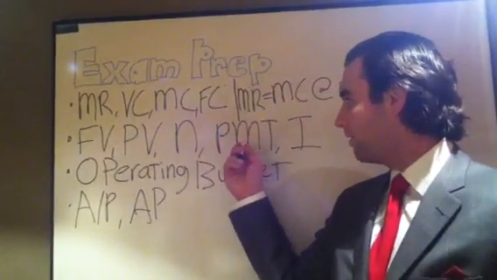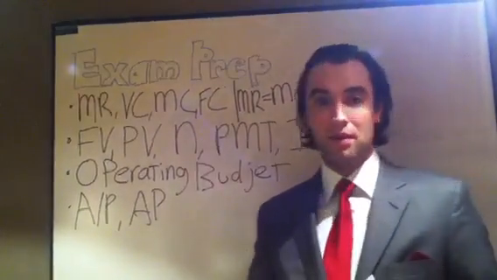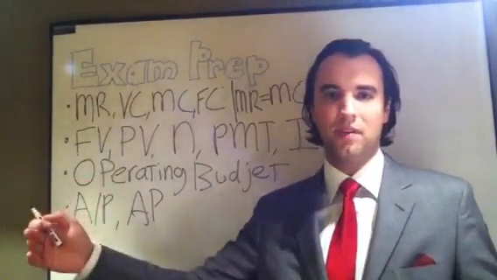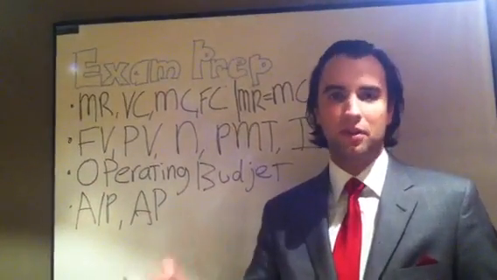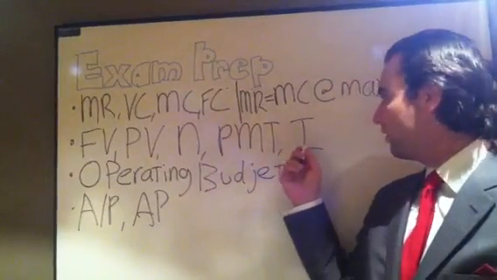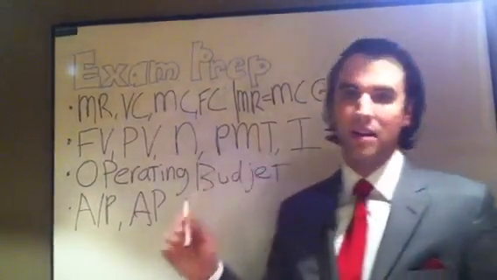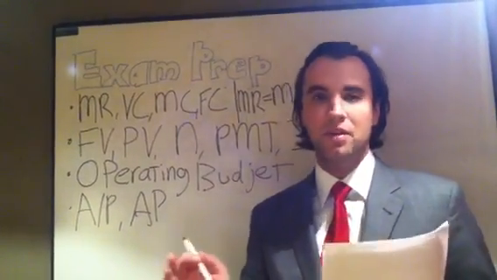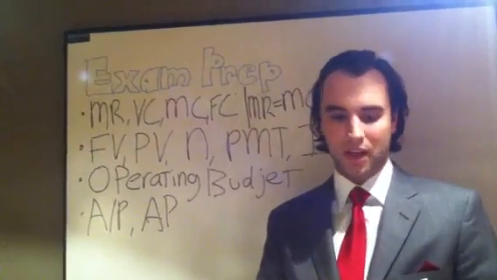Now, same heads up with payment. Payment, if you're getting payment every 6 months as opposed to every year, there'd be 2 payments per year, so you need to make an adjustment there. And interest rate, this is interest rate per period. Again, not necessarily per year, so you need to make your proper adjustments. That's a common pitfall.